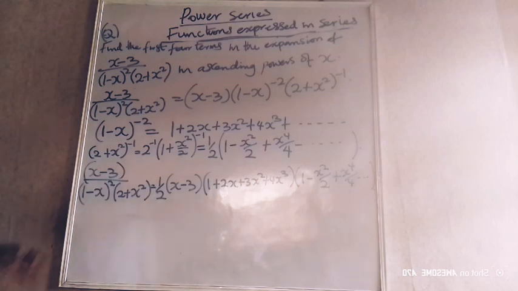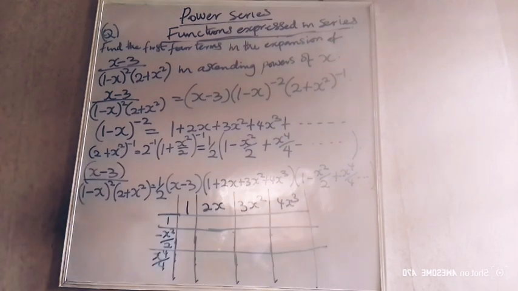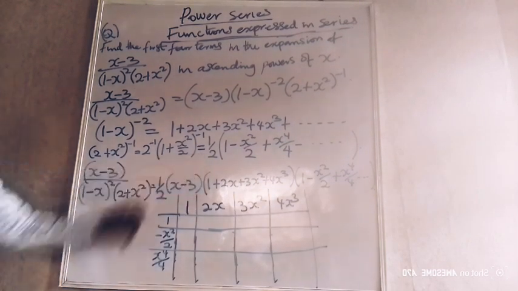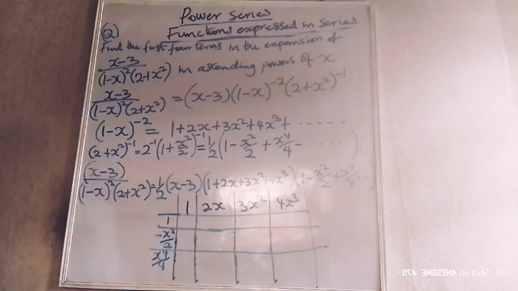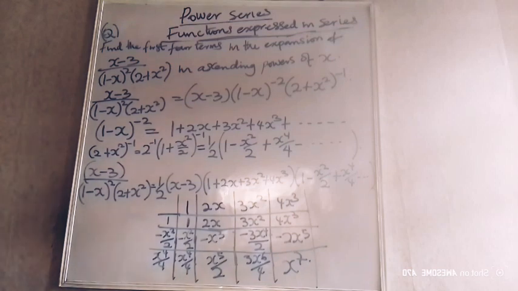So you can see (x minus 3) over (1 minus x) squared into (2 plus x squared) will be equal to half into (x minus 3) into (1 plus 2x plus 3x squared plus 4x cubed) into (1 minus x squared over 2 plus x raised to power 4 over 4), and it goes on like that. So let me multiply the last 2 first, and then I multiply with the first one. To multiply the last 2 brackets, I have drawn the table.